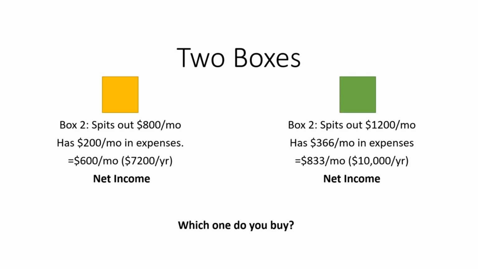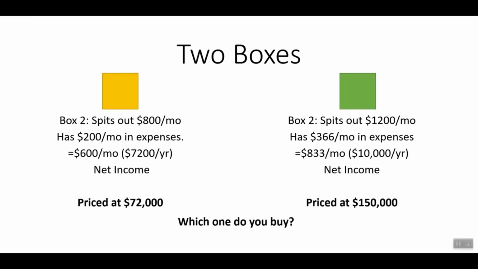So you quickly come to realize that the net income from an investment is really only useful as it compares to the cost. So now if I add the price to the equation, you can see that my yellow box, I'm asking $72,000 for it. And remember, it produces $7,200 a year in net income. Whereas my green box, I'm asking $150K for that one, and it produces $10,000 a year in net income.